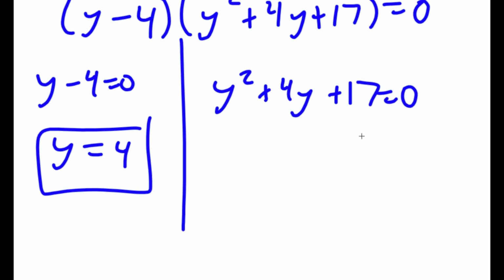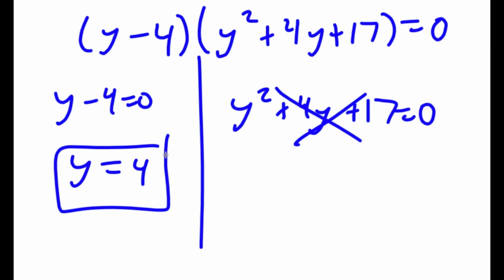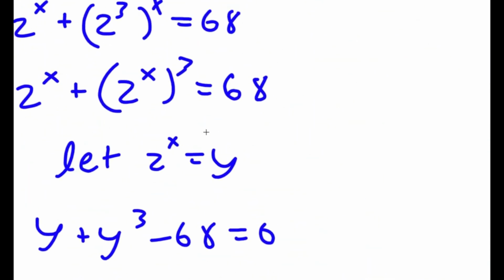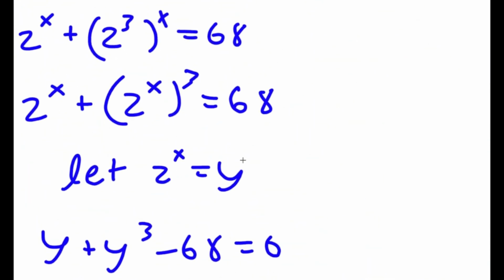And if you actually do end up using the quadratic formula, I'm not going to do it because it's a waste of time, but you get that there is no solution, because you get the square root of a negative number, and you can't take the square root of a negative number. So y equals 4 is my only solution for y, and now remember how we let 2 to the power of x equal to y.